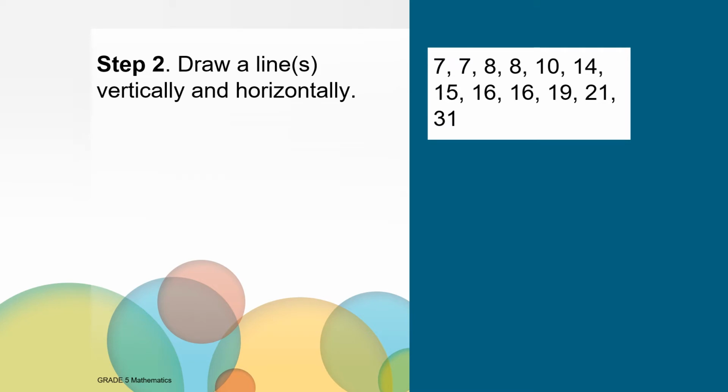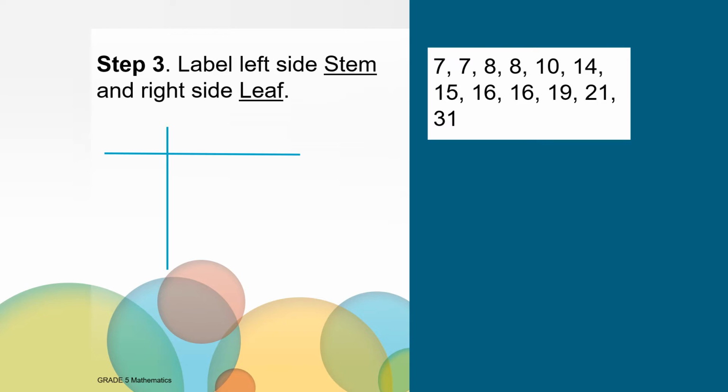So now I'm going to put the ordered list to the side, and my next step is to draw a line vertically and another horizontally so that they intersect. Step 3 is to label the top left side stem and the top right side leaf.